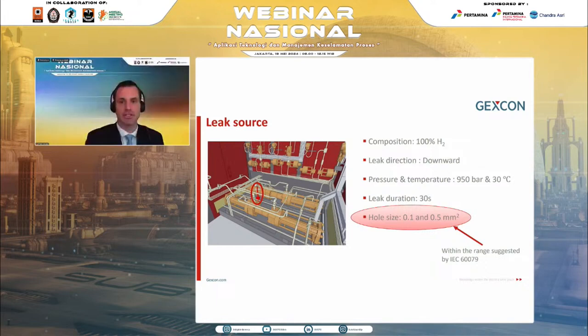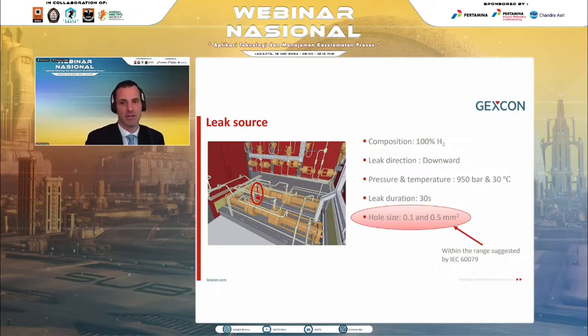2 hole sizes were used, 0.1 and 0.5 square millimeters, as described in IEC 60079, to represent a release and the conditions where the release might expand, as is the case with high-pressure leaks. Within the compressor module, there were 5 grills, 3 on the front and 2 on the back, all at ground level, with the extraction vent at the roof with 1,000 cubes an hour of ventilation rate.